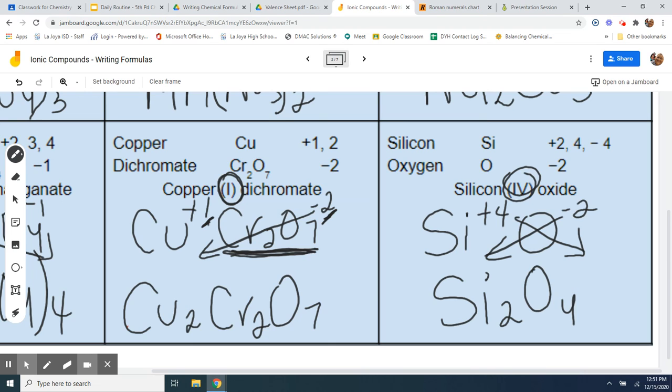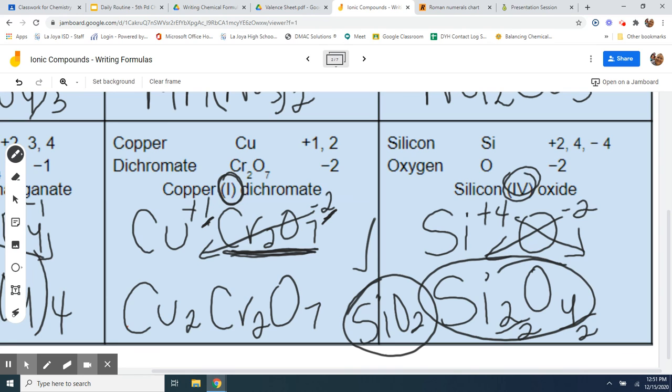Si2O4. Is this my final formula, or can I reduce? Can I divide both of these numbers by 2? Yes, so this one's going to have a little bit extra. SiO2. If you would have written this, you would get 100. If you would have written this, I would have just done a -1. Okay?